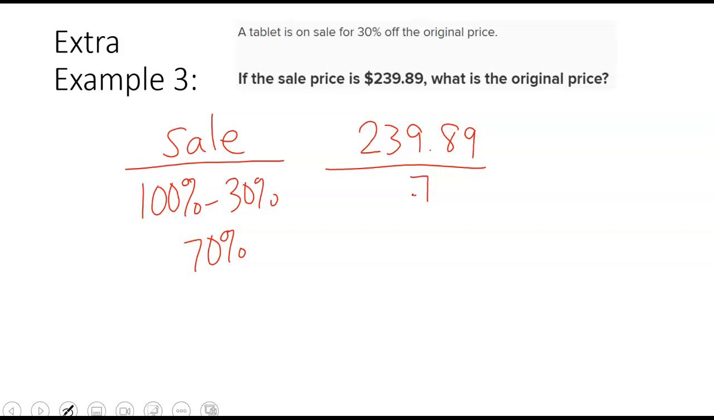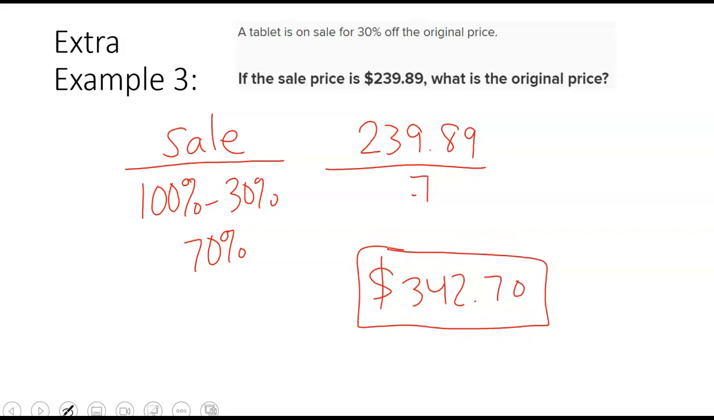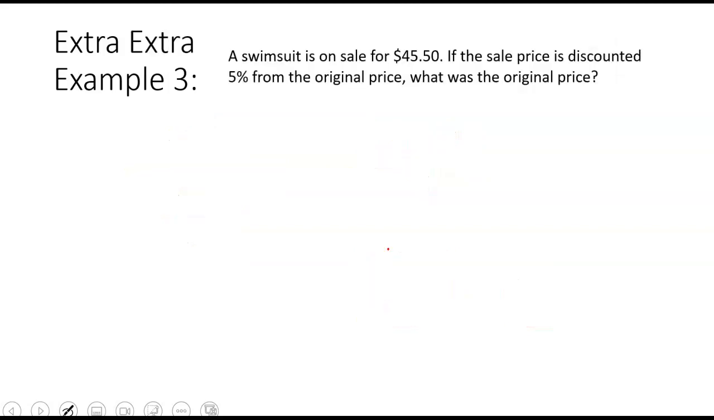$239.89 divided by 0.7 gives us $342.70. So the original cost of this item was $342.70, we got 30% off, so we only had to pay $239.89. Okay, let's look at one more.